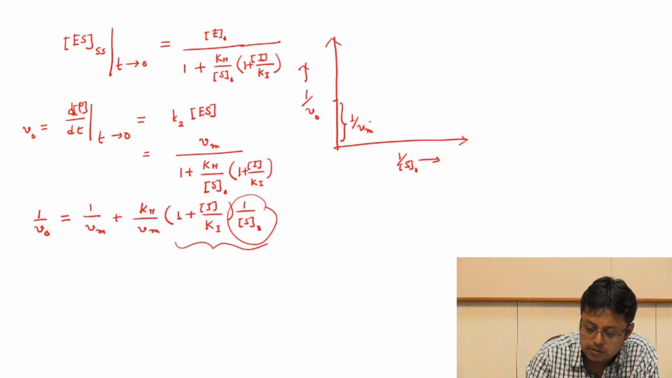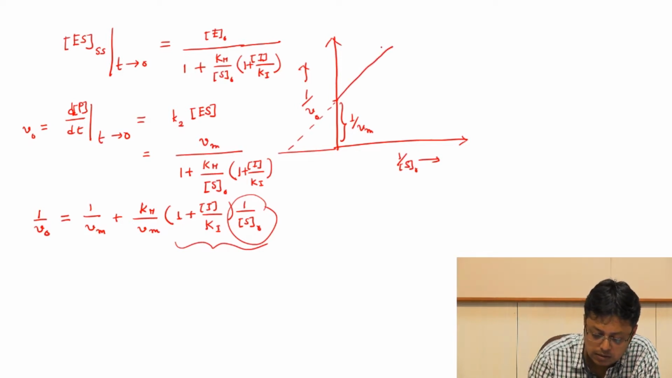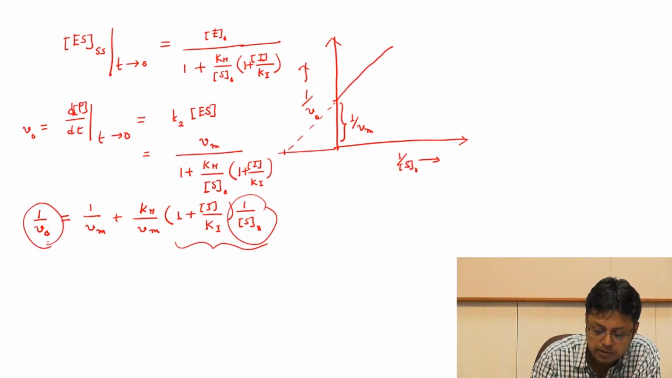So this intercept is nothing but 1 over Vm, always. Now, if you ask at what point it crosses the x-axis if we extrapolate it, for that we have to take 1 over V0 equal to 0, because that's the x-intercept, and at that point we can easily figure out the value of 1 over S0. We take it to the other side, it will be minus 1 over Vm. So that Vm and this Vm cancel, and now this Km will be brought down, so it will be 1 over Km with a minus sign.